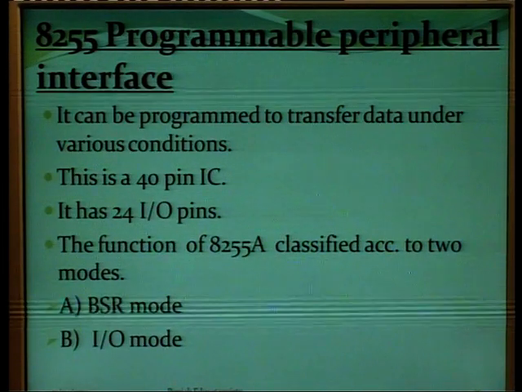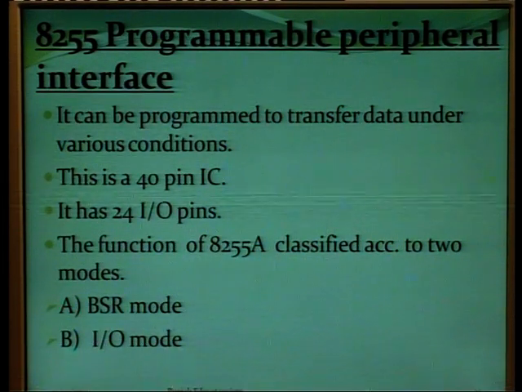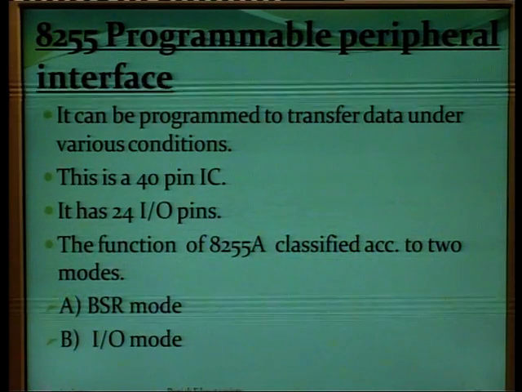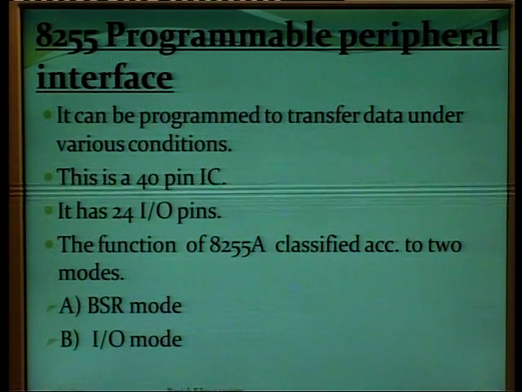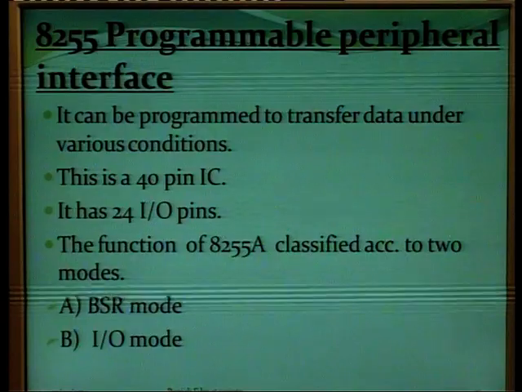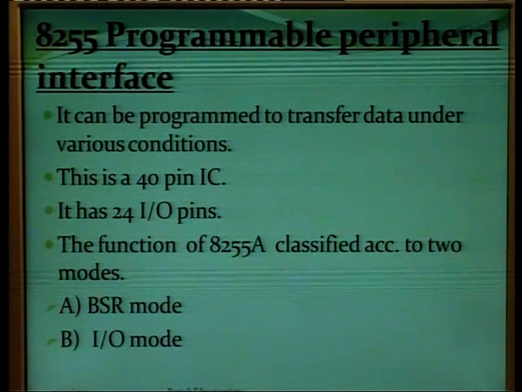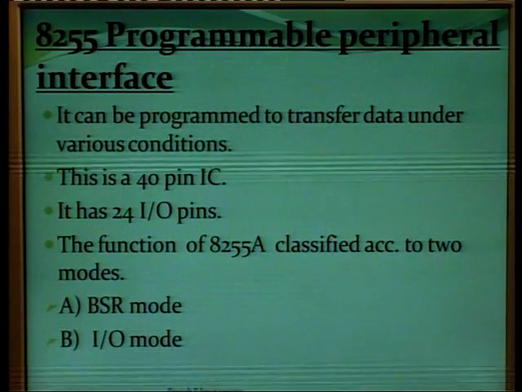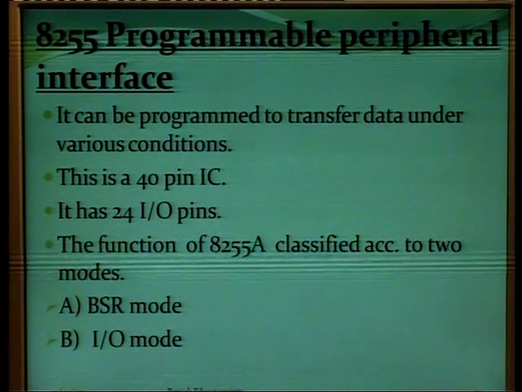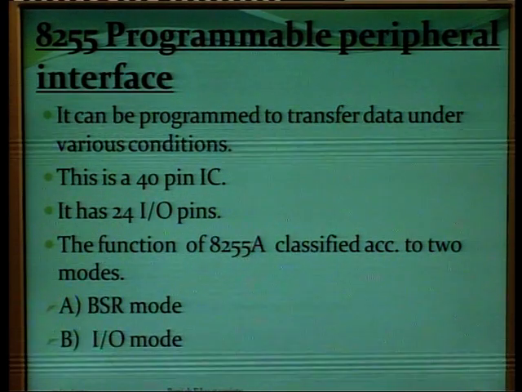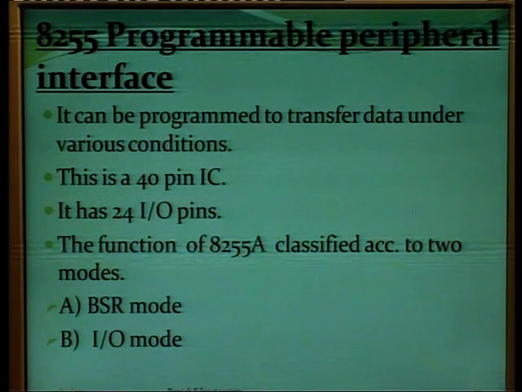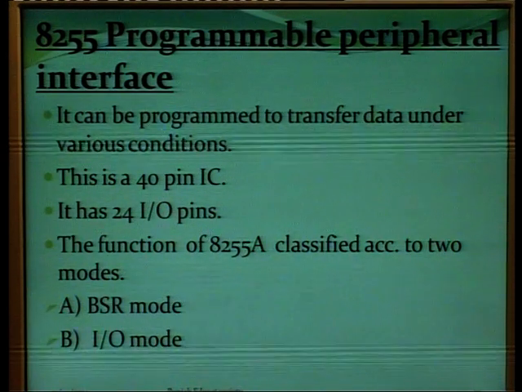Then the third chip is 8255. It is PPI, programmable peripheral interface. Its primary function is to transfer data under various conditions. This is a 40 pin IC. Out of these 40 pins, 24 pins are used for input output functions.